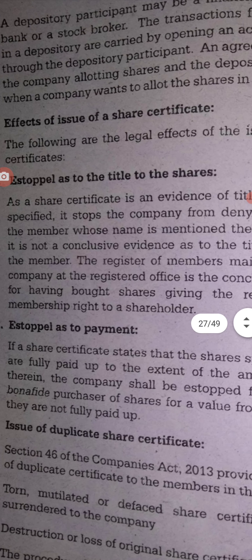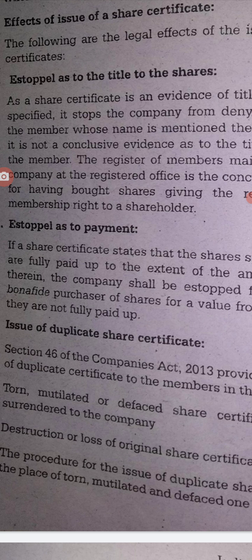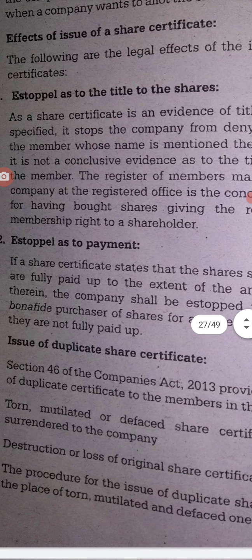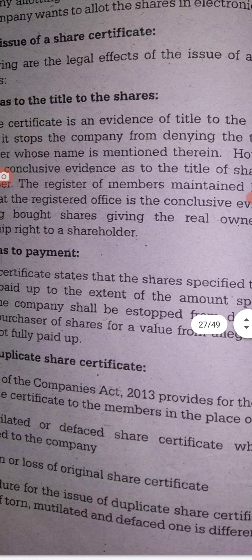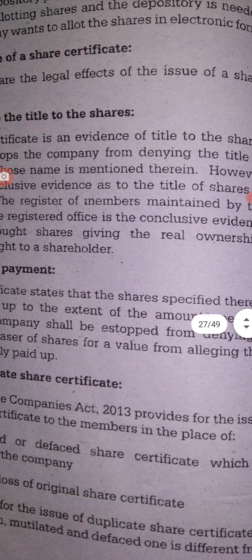Okay, so effects of issue of certificate. What happens when we issue certificates? Legal effects. Estoppel as to title of certificate. So if a share certificate is issued to an individual, nobody can stop him from claiming that he is the owner of those particular shares. So we can say that a share certificate is evidence of the title to the shares specified, and it stops the company from denying that title to the member whose name is mentioned in it.